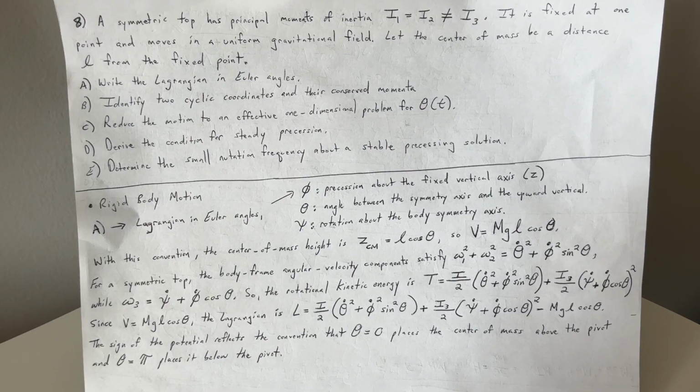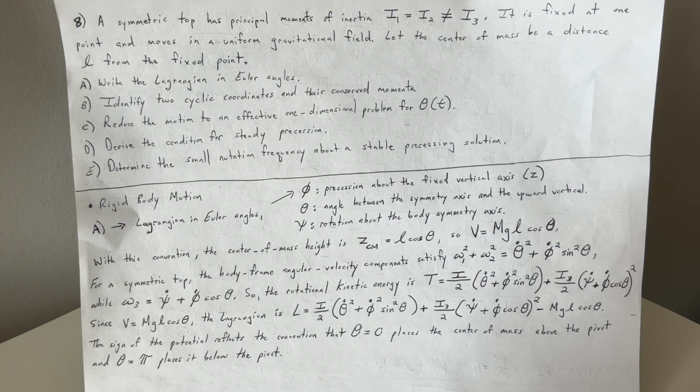So with this convention here, the center of mass height is z sub cm equals L cosine theta. So V equals mgL cosine theta. And for a symmetric top, the body frame angular velocity components satisfy omega sub 1 squared plus omega sub 2 squared equals theta dot squared plus phi dot squared sine squared theta, while omega sub 3 equals psi dot plus phi dot cosine theta.